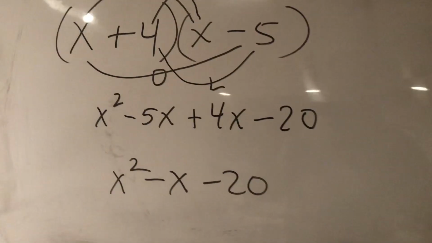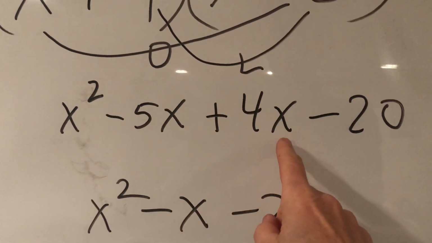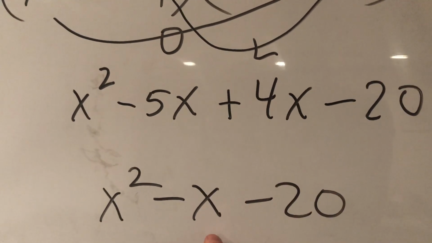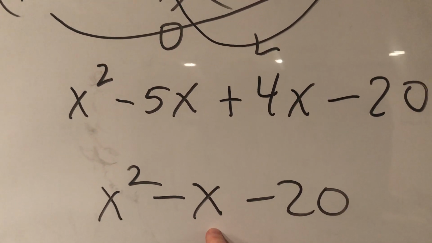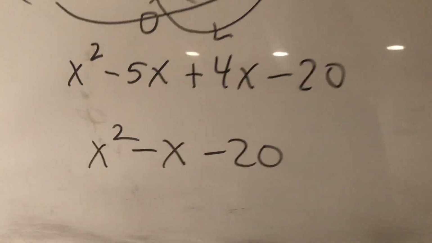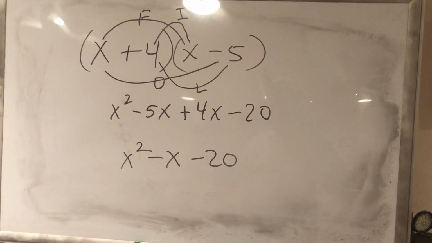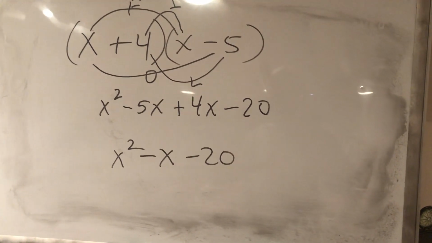Now you can simplify this further because these two are in like terms. Negative 5x plus 4x gives us a negative x. Obviously this stands alone and the constant stands alone. So for this problem, we get x squared minus x minus 20.